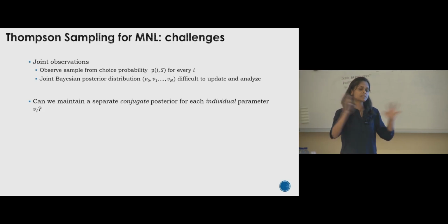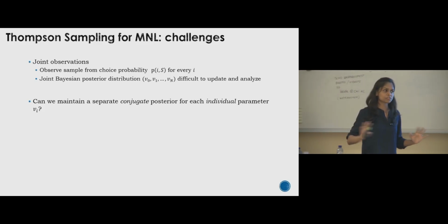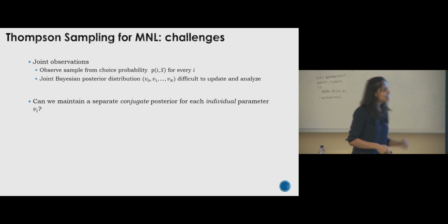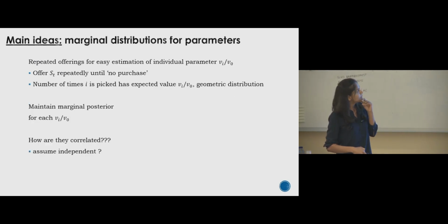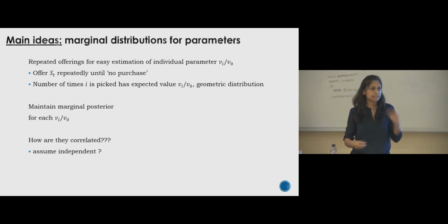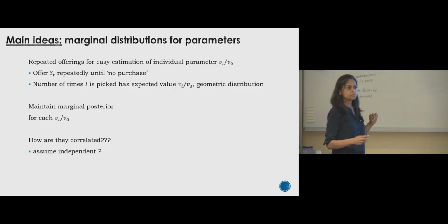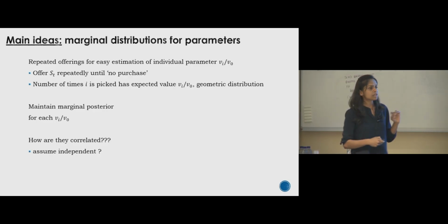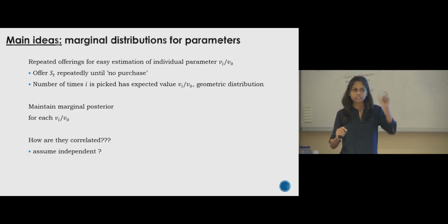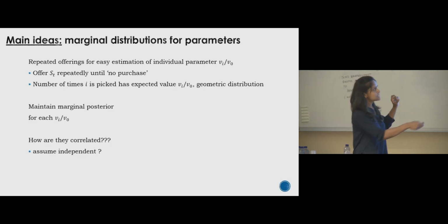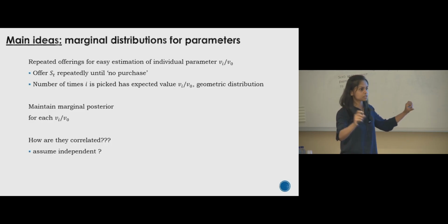You can simulate it with some Gibbs sampling and all that, but we didn't want to go into that, mainly because it was very hard to analyze. So we wanted to do it simply, and we used three main ideas to do it much simpler so that we can analyze it. One is that since we have the independence of irrelevant alternatives property, the ratio remains fixed. Can we estimate these ratios, marginal distributions over these ratios?